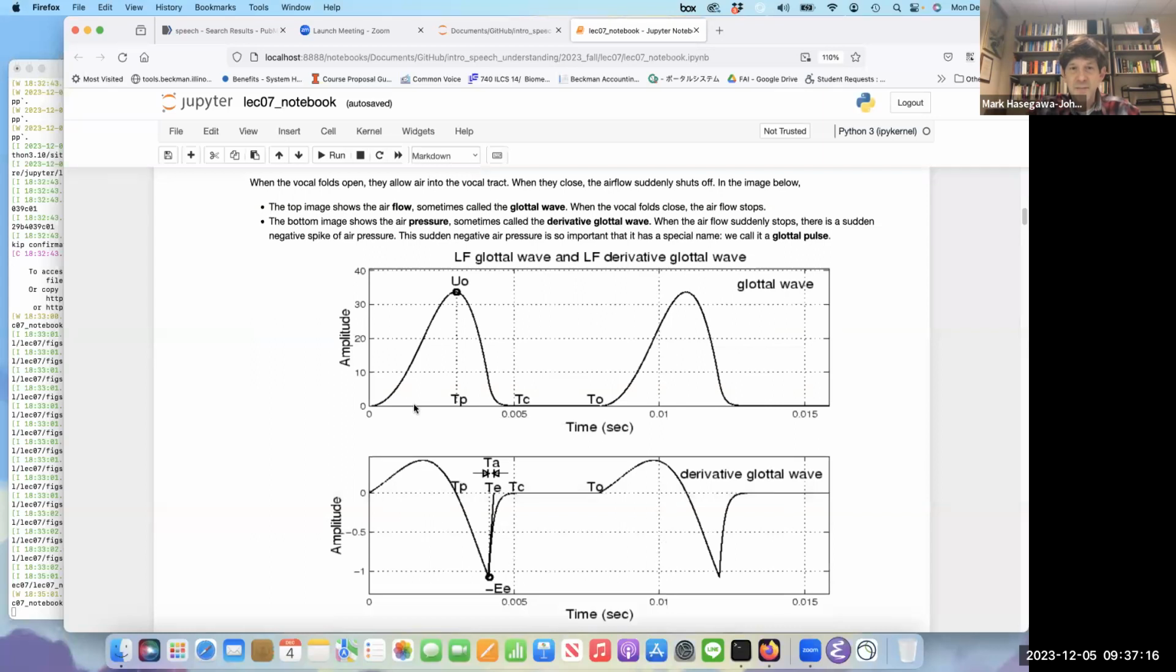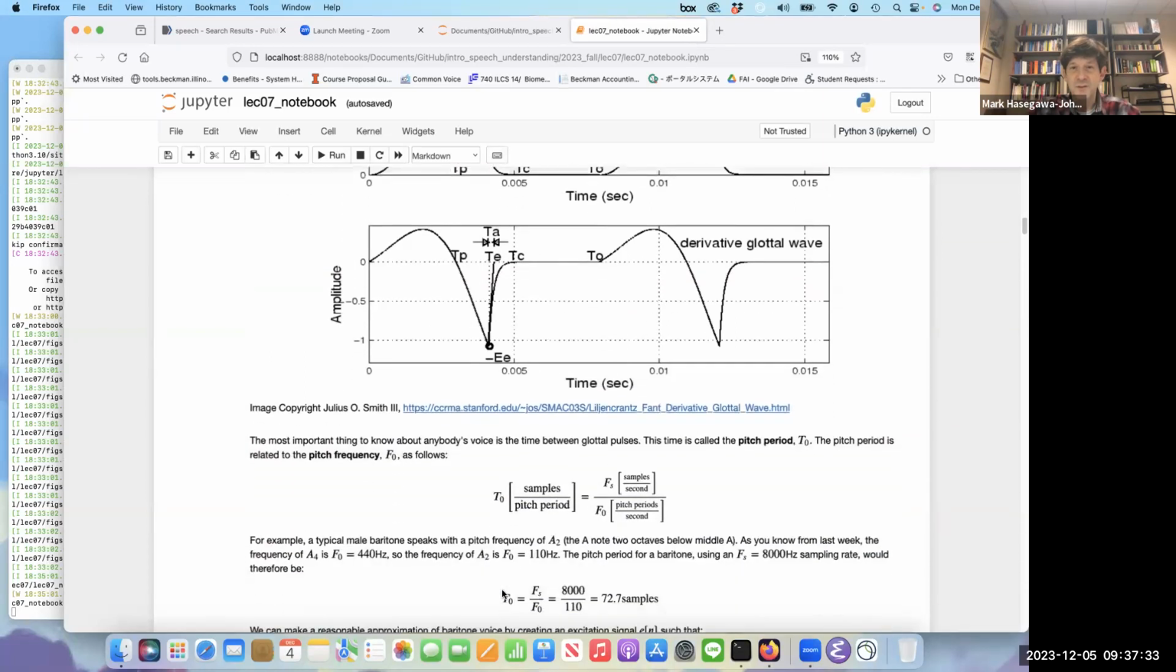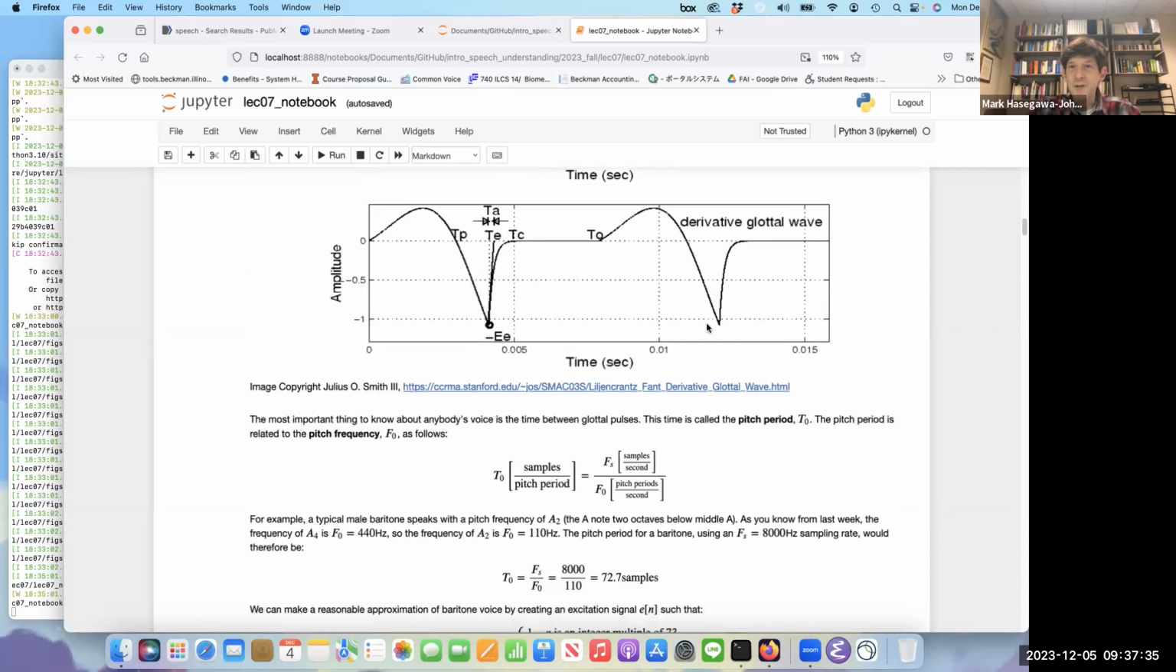You can see that this is the velocity of the air. This is the air pressure. It gets higher, and then it gets much, much lower than the atmospheric pressure. And this negative air pressure spike is what we hear as the excitation of the vocal folds. This negative pressure spike happens once every T0 samples. So T0 samples is Fs samples per second divided by F0 pitch periods per second.